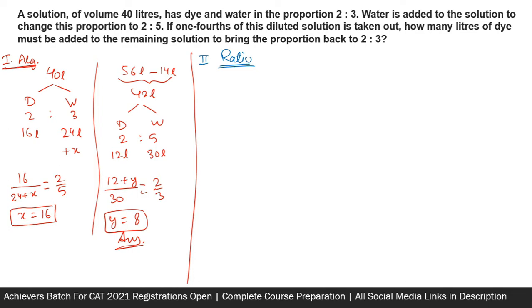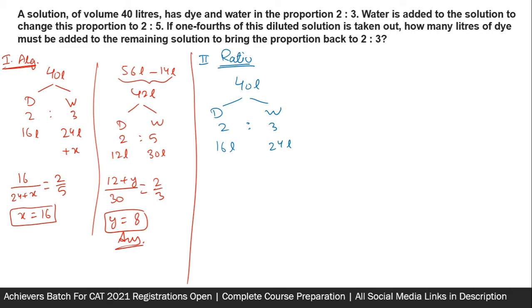Okay, so let us see what happens in the ratio method. So 40 liters had dye and water in the ratio 2:3, which makes it 16 liters and 24 liters. So pretty similar to the previous solution for now. But the change is that there will be no variable, there will be no equations.